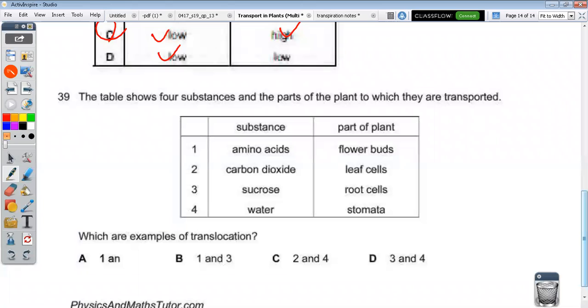The table shows you four substances and the parts of the plant to which they are transported. Substance, part of plant. Which are the examples of translocation? Is that the last part?